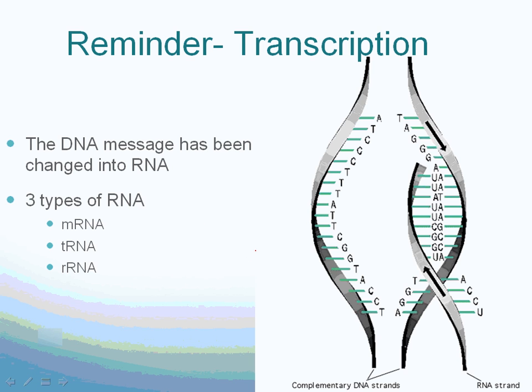I'm going to stay with red. We have our DNA molecule here, and it gets split apart, and then we have our RNA strand that's formed, and each one of these bases is added in a complementary fashion, so U's with A's and G's with C's.